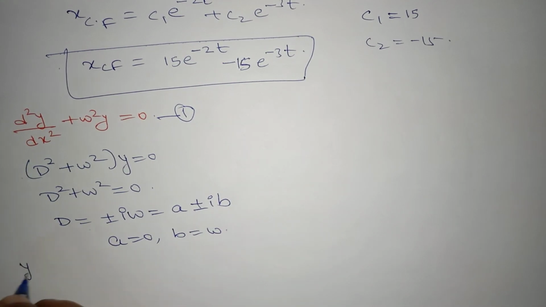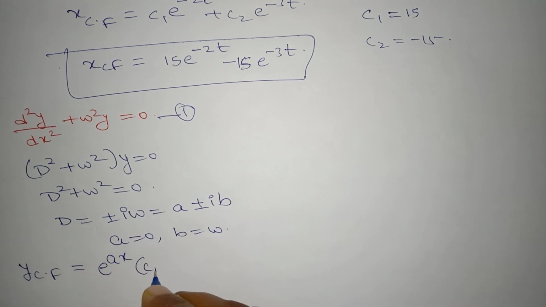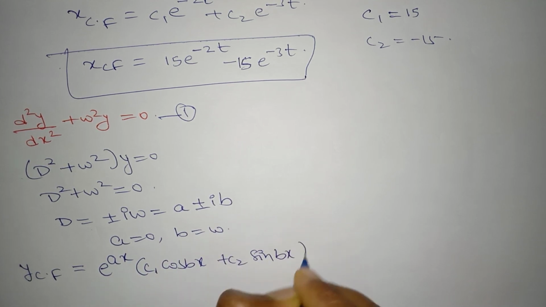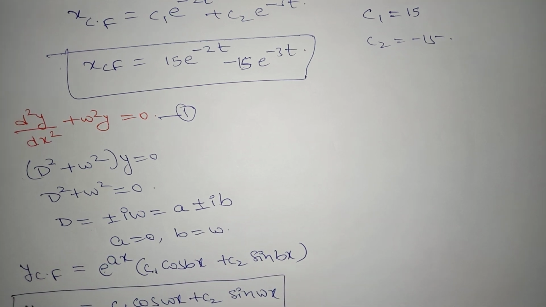The complementary function for the roots containing an imaginary and a real part will be written as e power ax into c1 cos bx plus c2 sin bx. Now the complementary function will be, here a is 0, so e power 0 will be equal to 1, c1 cos omega x plus c2 sin omega x. This is the complementary function.